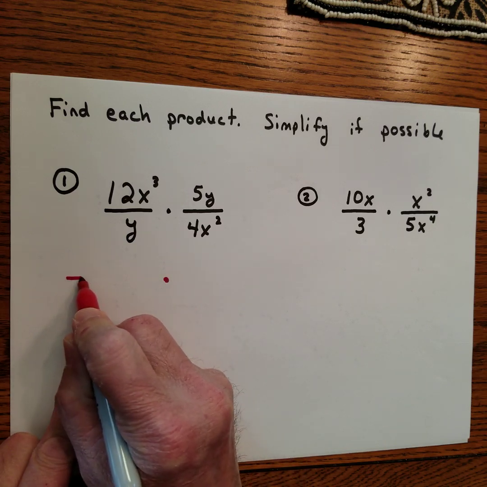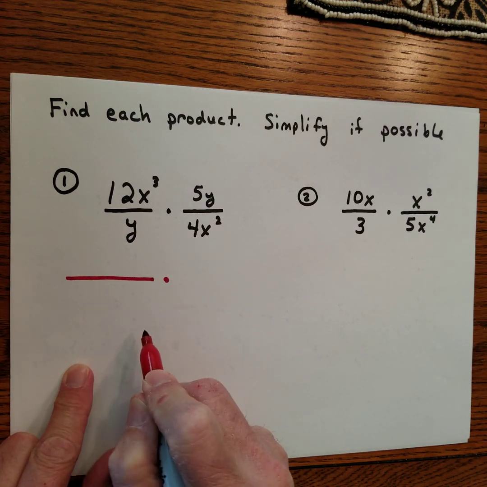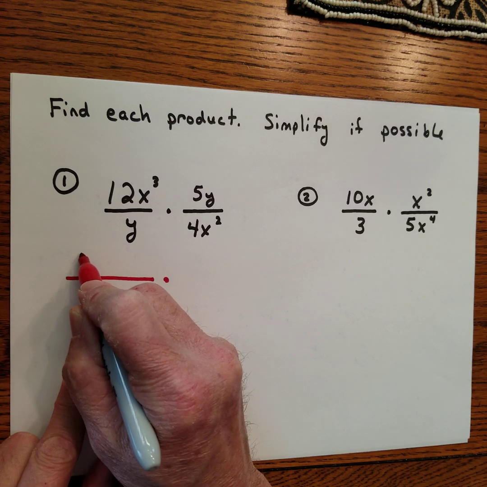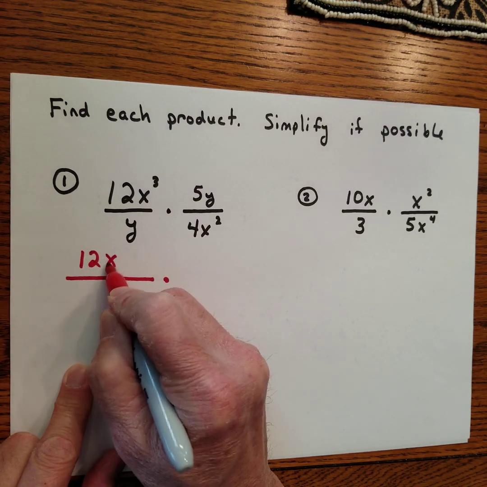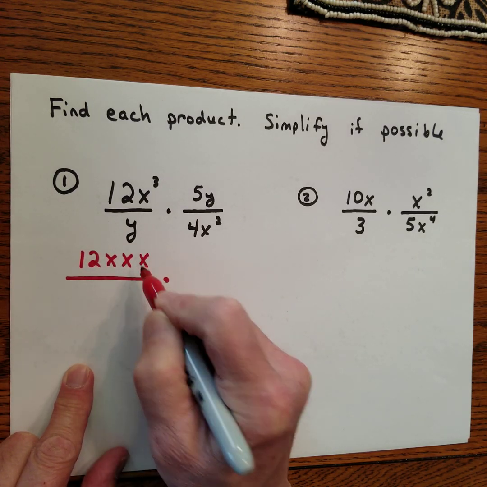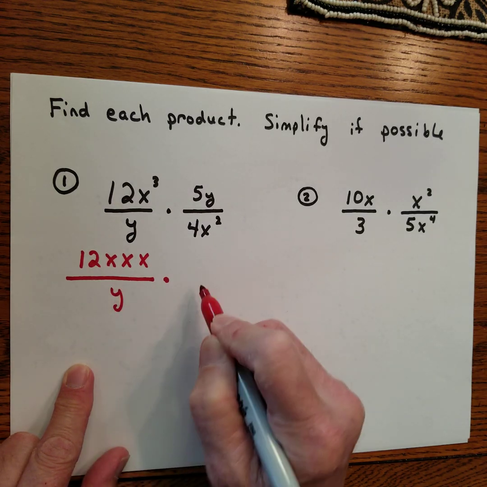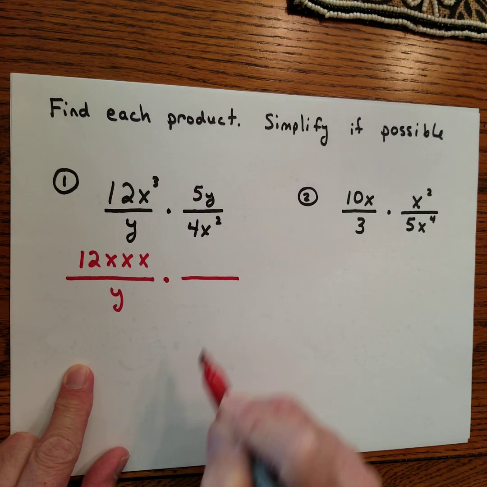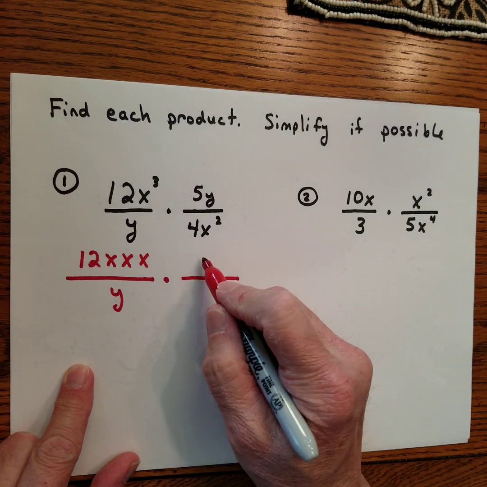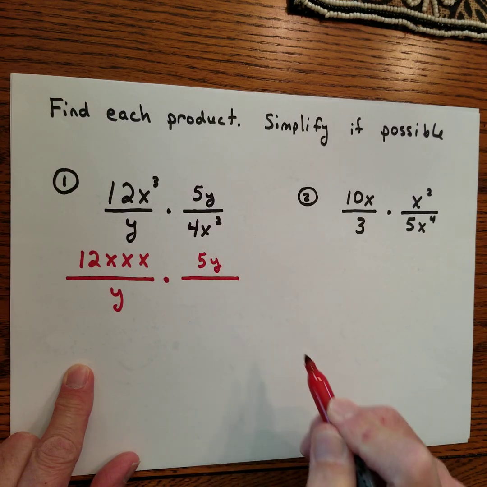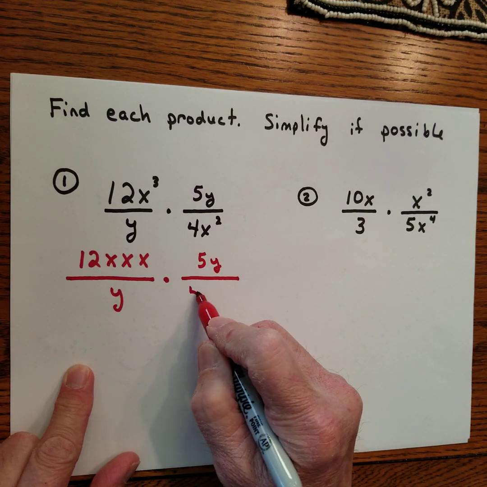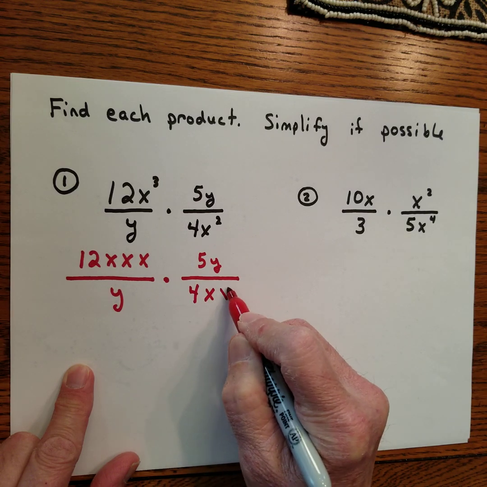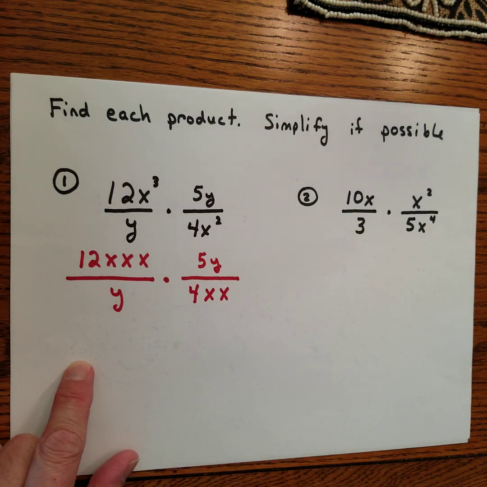But let's rewrite this first fraction. 12x to the third, I'll write as 12x to the third, over y. For this fraction, I'll rewrite it as 5y on the top and 4x squared. That's 2x's in the bottom.